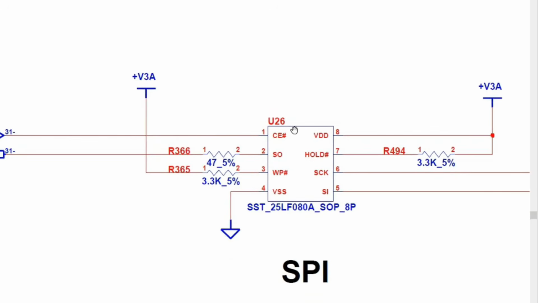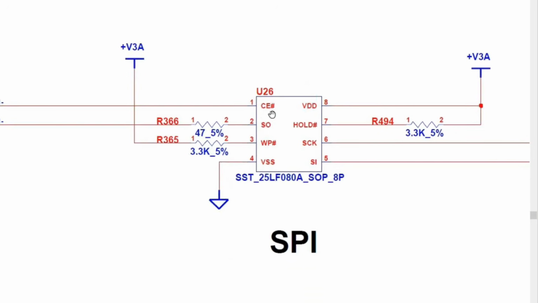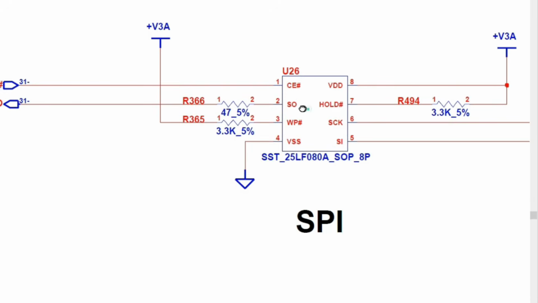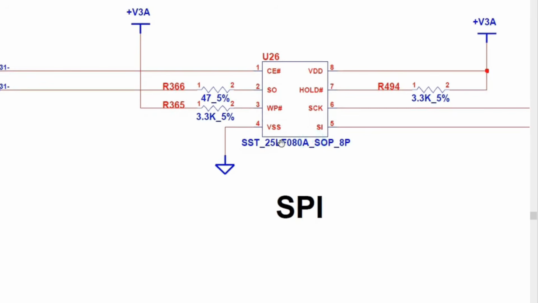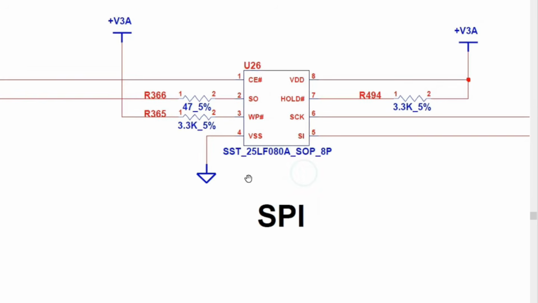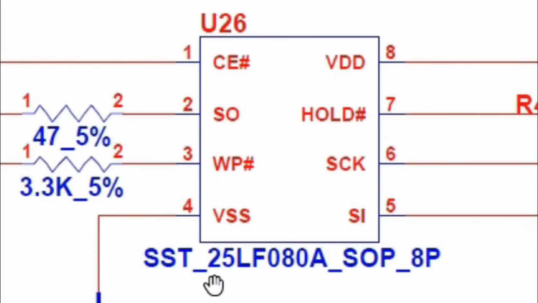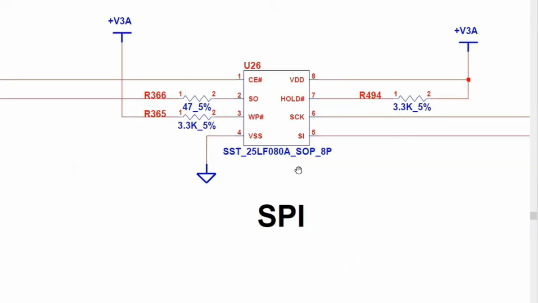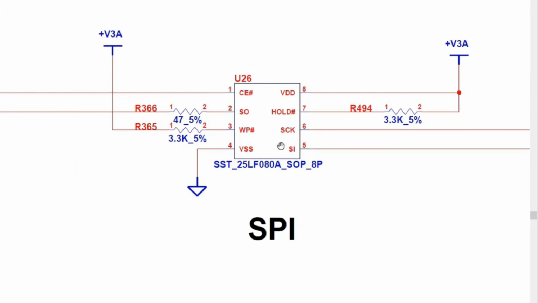As you can see, the same pin configuration. Okay, we have here the output signal, this is the write protect, this is the VSS, always connected to the ground. Here, of course, this is another type of BIOS in the schematic. This is not a Winbond, this is SST25LF080A. So this is another type of BIOS, but as I told you, the working principle is the same.